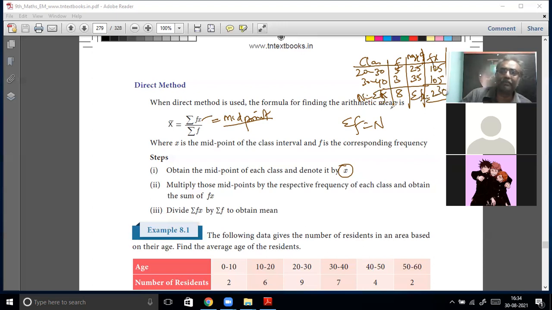I'm giving a very simple example with just two classes. So this is fx, this is sigma f. Sigma f will become your n, and then you have sigma fx. Divide that by this. That's all. That is your arithmetic mean. Very simple. So what are the steps? Obtain the midpoint of each class, denote it by x. Multiply the midpoint by the respective frequency of each class, which will be given. Obtain the sum of fx. Divide sigma fx by sigma f. That's all. Let us do one sum, then you will easily understand.